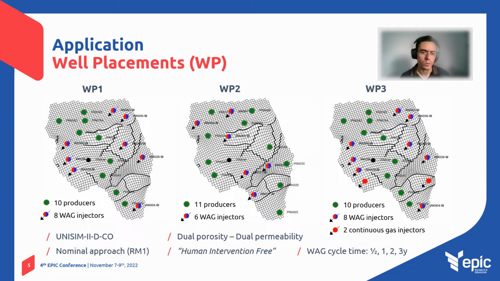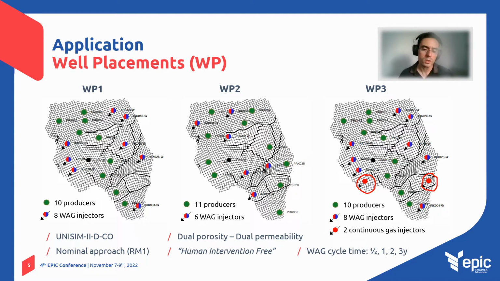So we applied 3 well placements. The first one, the producers are in the middle of the reservoir. The second one, producers are peripheral wells. And the third one is pretty similar to WP1, but in this case we have 2 gas injectors. So WP1 and WP2 also differ in terms of the number of producers and injectors.